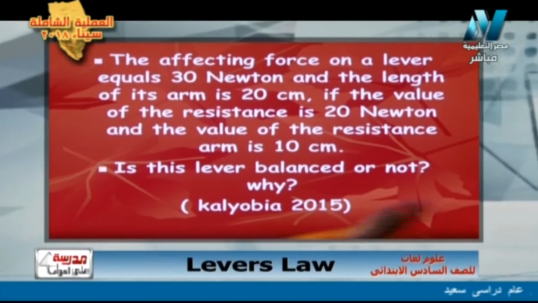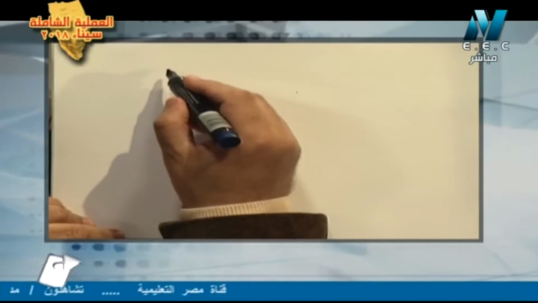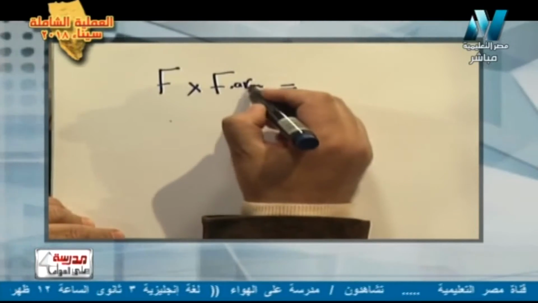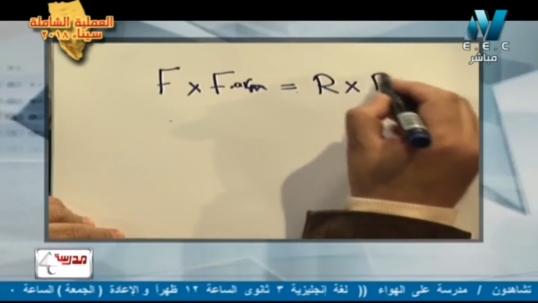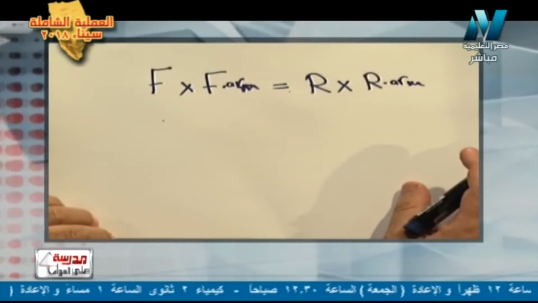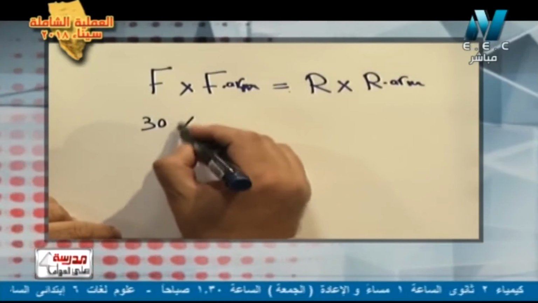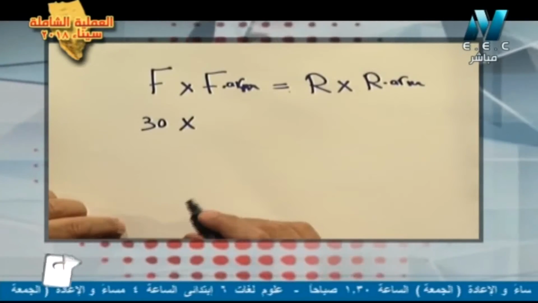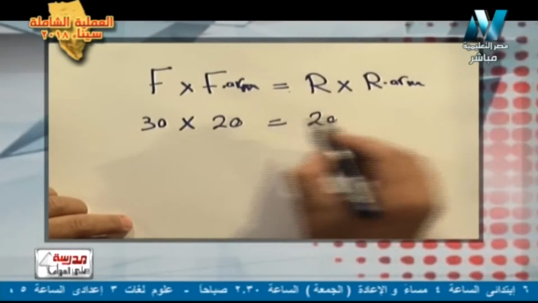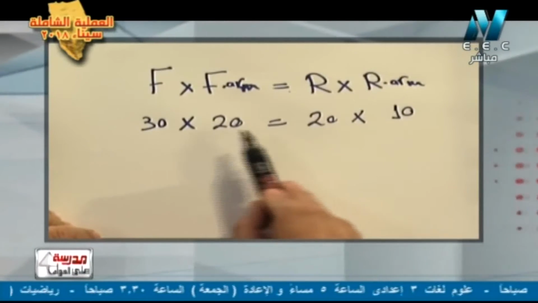The first step to solve any lever problem: I must write effort force by effort force arm equals resistance force by resistance arm. So effort force equals what? Equals 30 Newton, as the problem says, and its arm is 20 centimeter. The resistance is 20 Newton by 10 centimeter, the resistance arm. So I have here the four values.